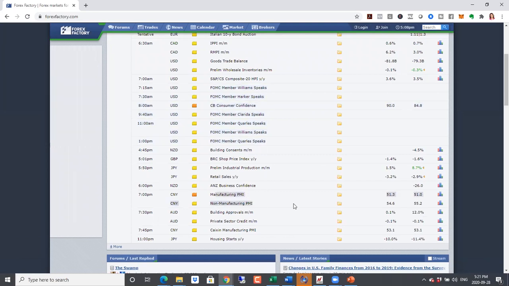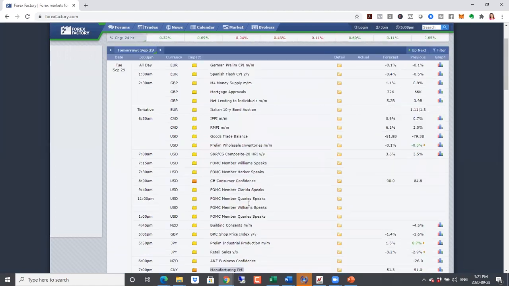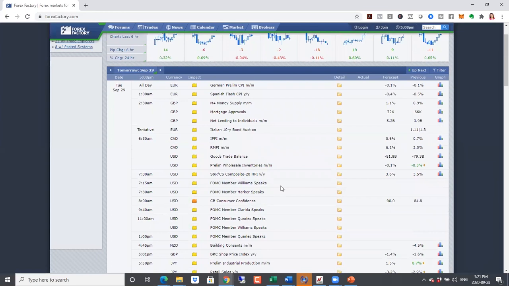Now we do have numbers out of China. Recent numbers out of China were positive, and if we see these numbers are positive as well, then that will be good for Australian dollar and New Zealand dollar because they are very much tied into the Chinese economy. So when China does well, Australian dollar and New Zealand dollar do well as well. All right, so let's move on to our charts here.